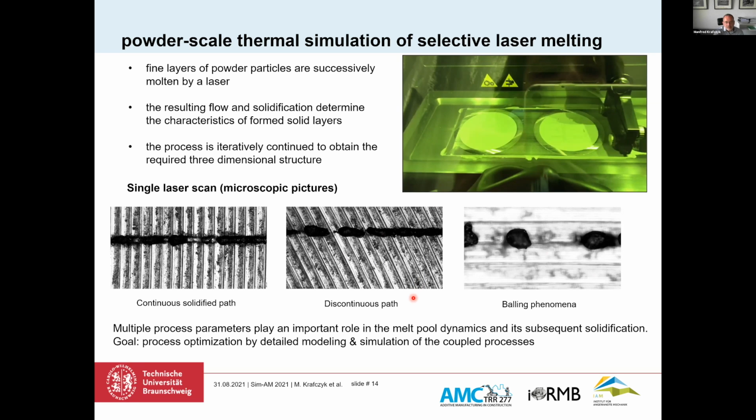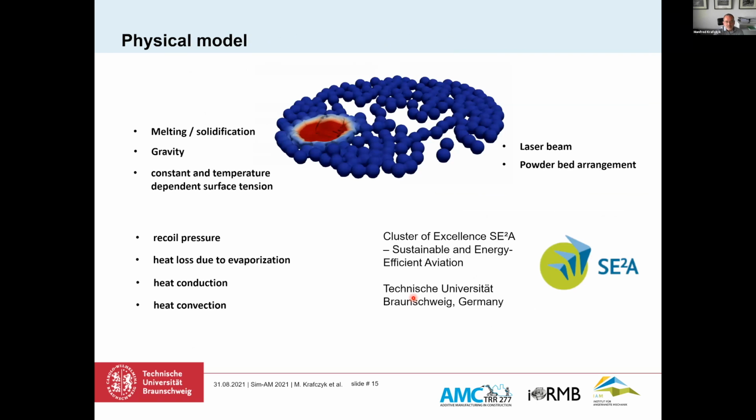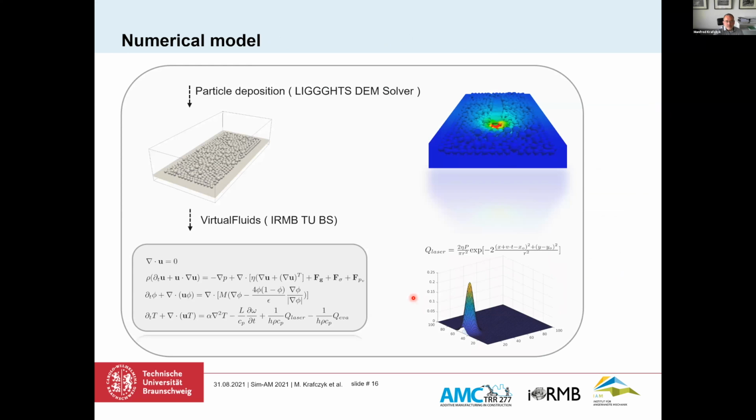So here, again, we start on a small scale. In the end, we will want to look at a small scale where we include all essential phenomena, as listed here on the left-hand side. This is part of a large-scale project that I don't have the time to describe in more detail. Essentially, you position the particles, and here the LIGGGHTS DEM solver is used. And then you use the Lattice Boltzmann code for all the transport aspects that I will describe in the next slide.